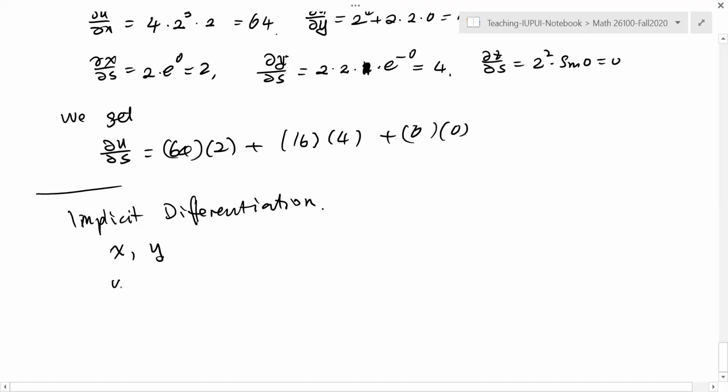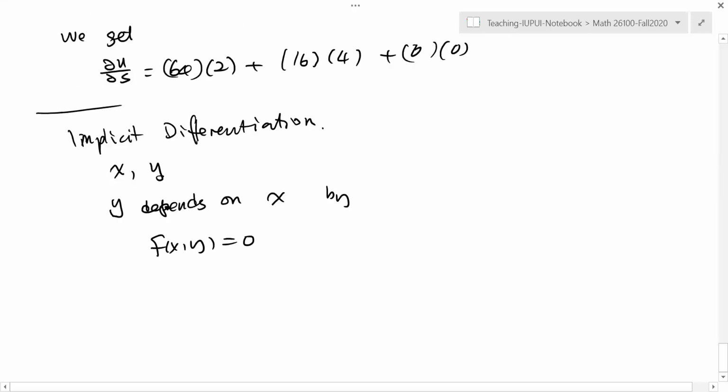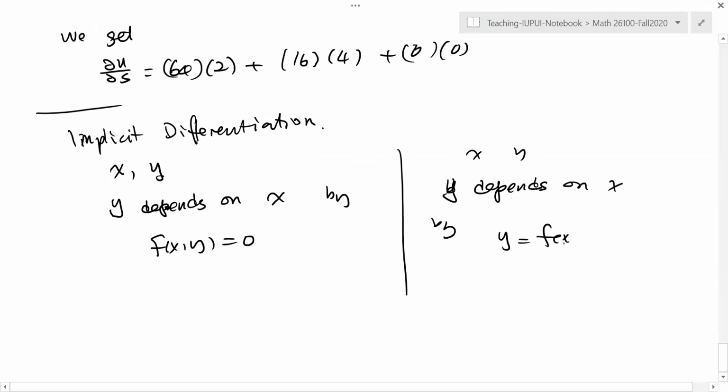So Y depends on X by any relationship, something like that. It may be a constant, but it's okay. Instead of Y equals f of X, remember, if we have this, it is a better way. So Y depends on X by the formula Y equals f(x). We are familiar with that. That's the easy dependence.